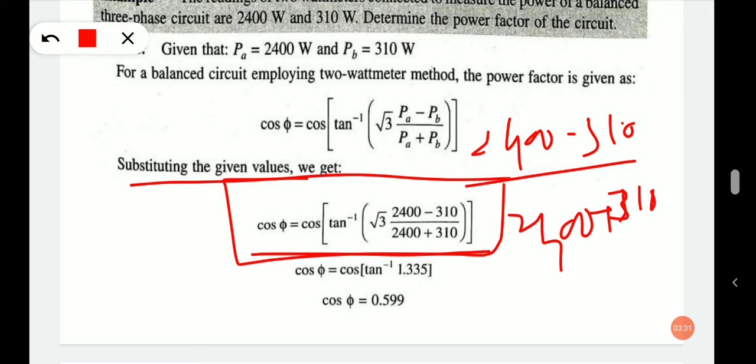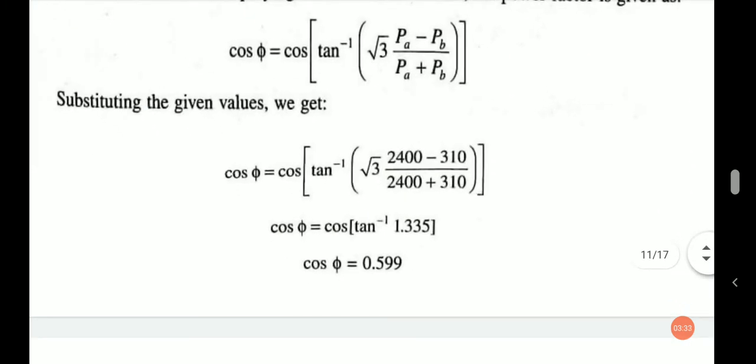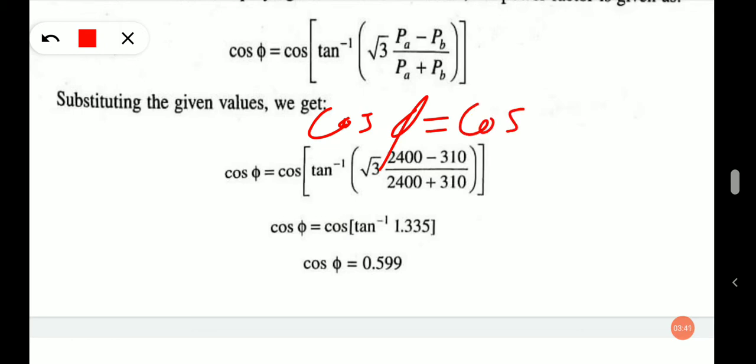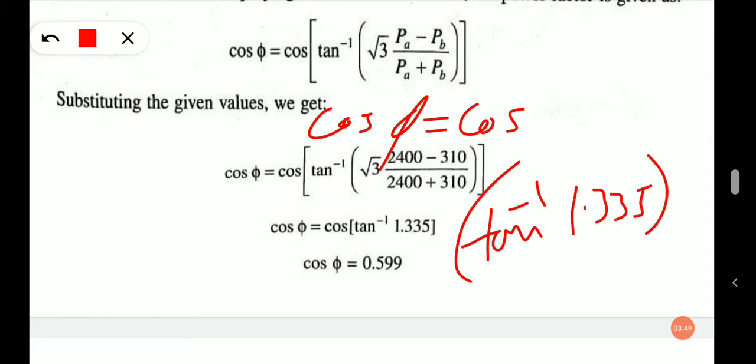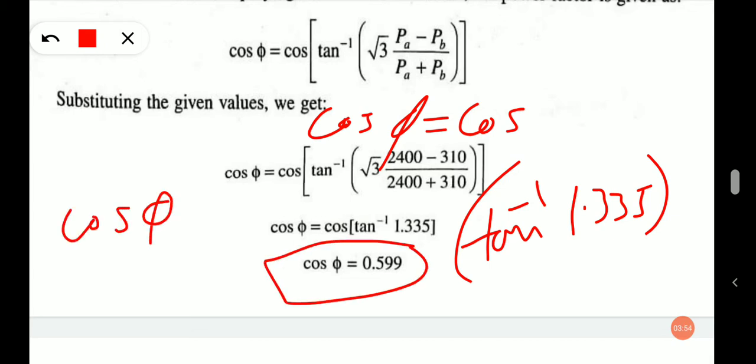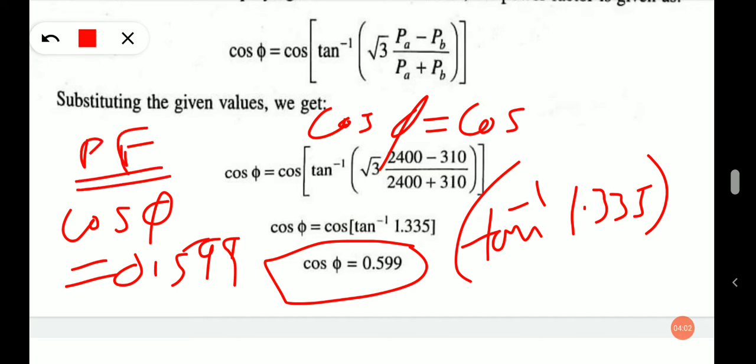So after calculating we will get cos phi equals cos of tan inverse of 1.335, and the final answer for the power factor, that is cos phi, equals 0.599. This is the power factor, or cos phi, of the circuit.